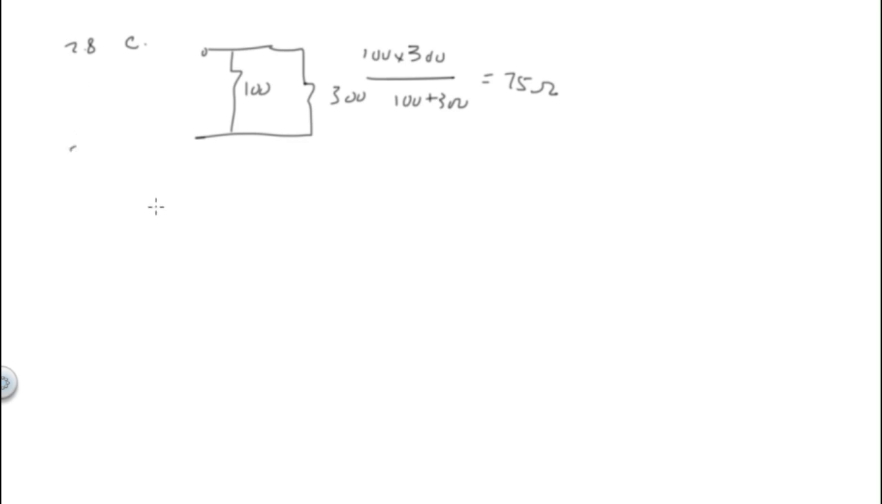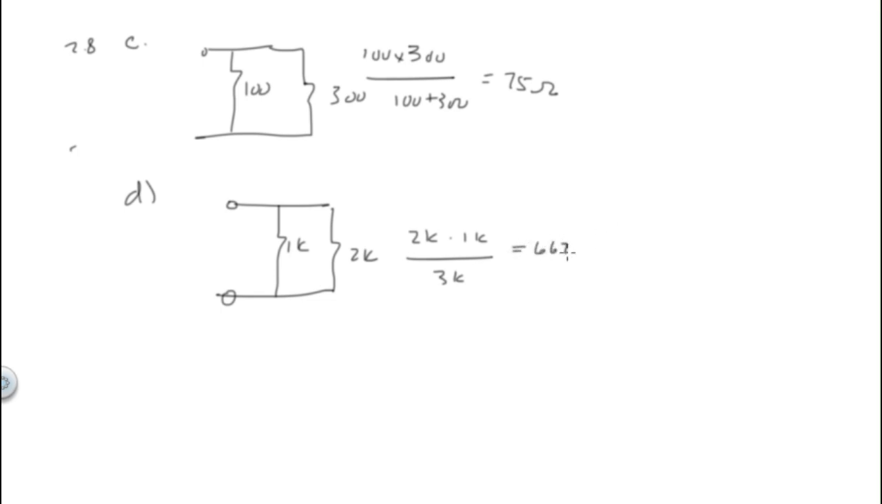D is the same problem we had before, where we go from right to left instead of left to right. But I can redraw that, make it just the same, which is 1K in parallel with 2K. So my answer is what? Product over sum, 2K times 1K over 3K. So it's what? It's 667 ohms.